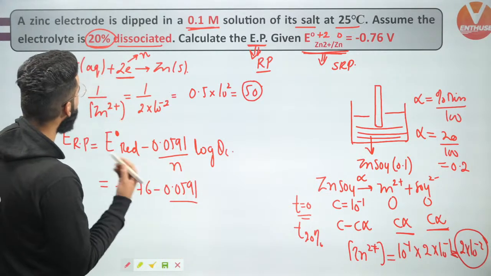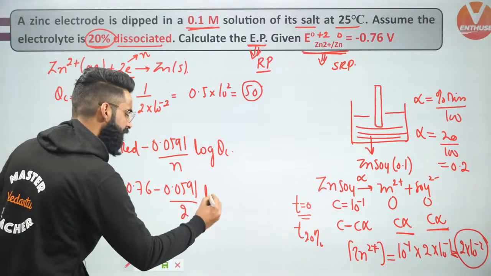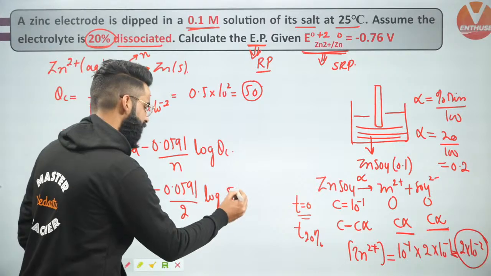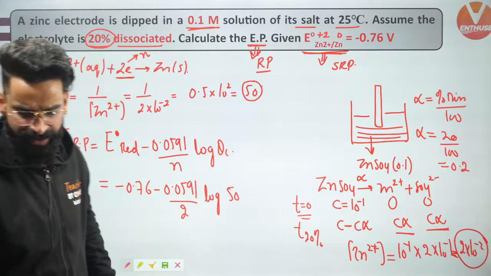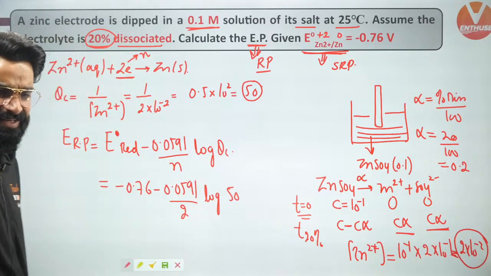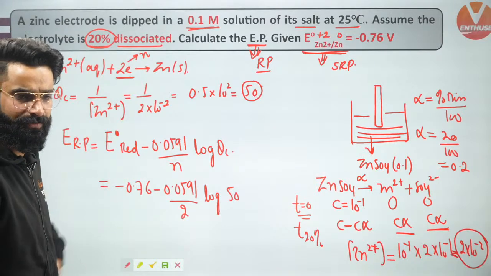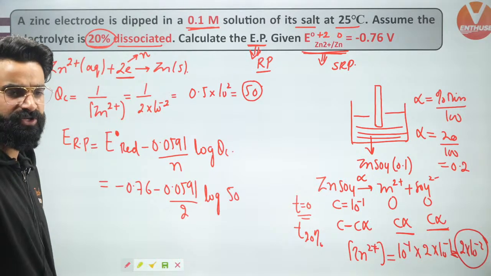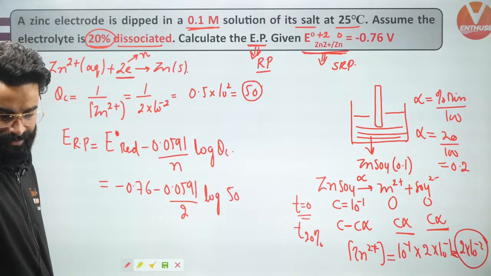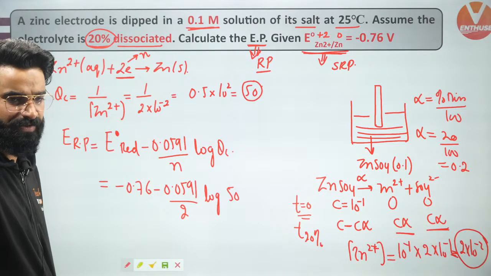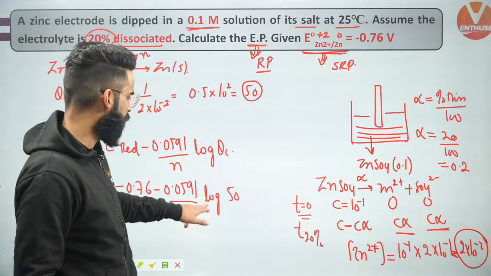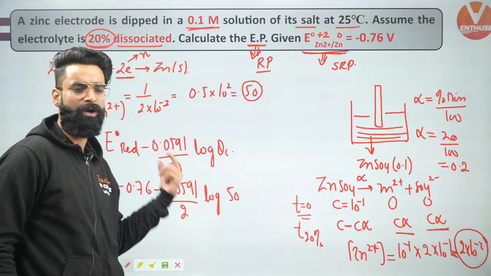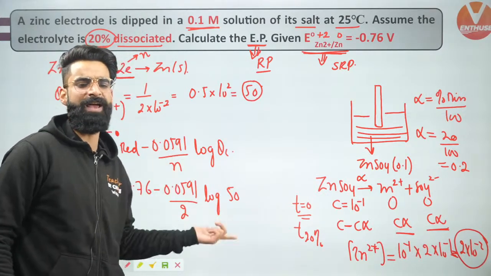Do I know the value of N right here? Absolutely, that is 2. Log of QC, what is the value of QC that's given to me? That is 50. Yes, people, just solve it. Let me know in the chat box the exact value of the reduction potential of the zinc electrode right here. Give it a try. You can simply use log of 50 as log of 5 multiplied by 10. Then you can use the property of log of m multiplied by n, which is log of m plus log of n.